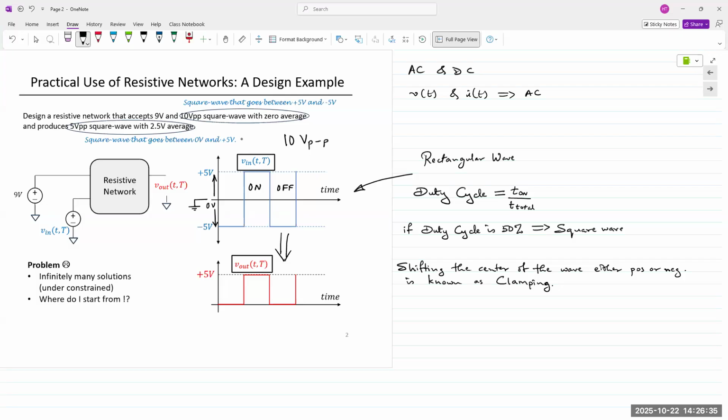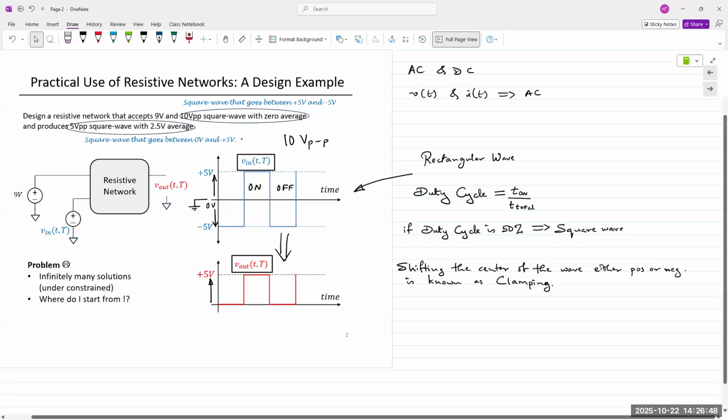And we are asked to produce this 5 volts peak to peak. Because it's shifted up, this is 0 volts. So the ground reference is now here. Let me note this down.